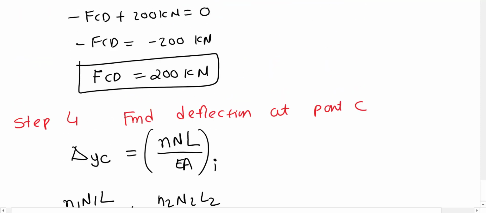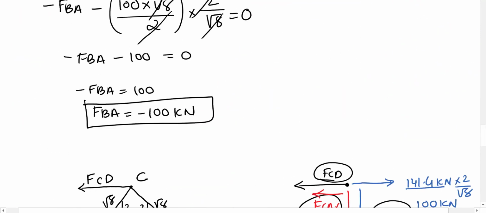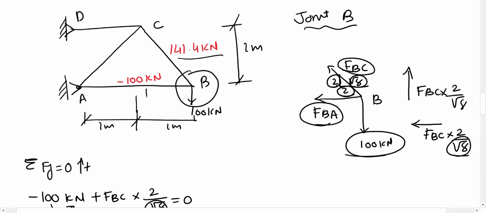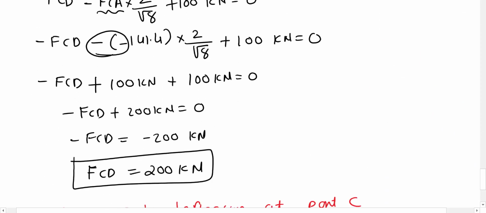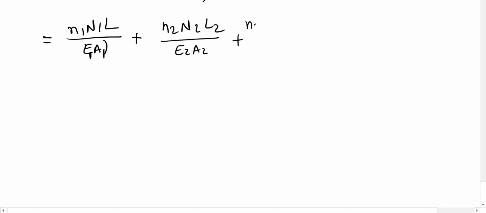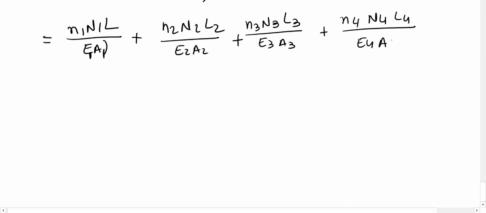How many members do we have? We have member 1, member 2, member 3, member 4. So we need to get the 4 different components. So plus n3 N3 L3 over E3 A3, plus the last one, n4 N4 L4 over E4 A4.